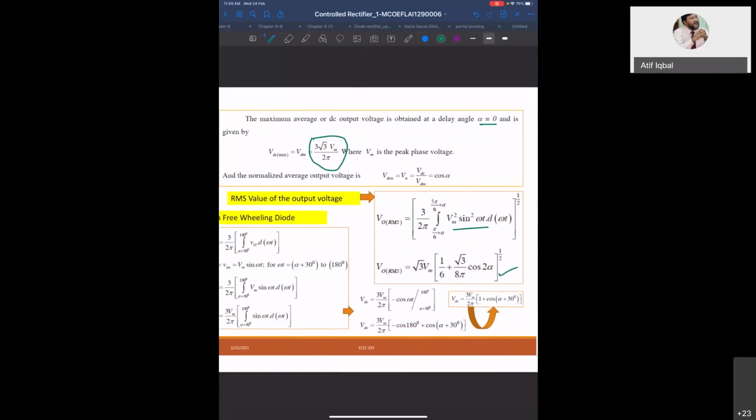Well, this is not very important. RMS is not very important. Average is important, actually. But you can find it out using the formula.